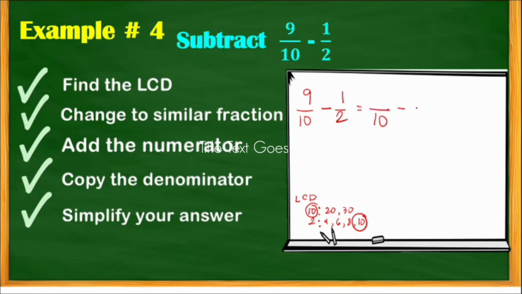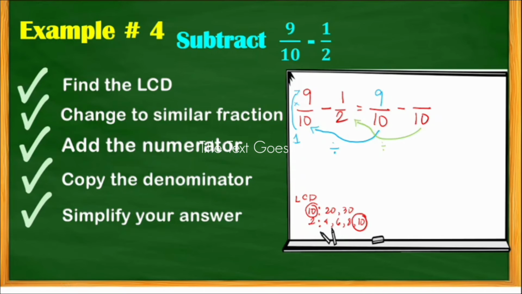Now, the common denominator is 10. Let's proceed to divide and then multiply. Let's color it blue. So, divide: 10 divided by 10 is 1. Then 1 multiplied by 9, the answer is 9. And then, in the next one, we have 10 divided by 2.